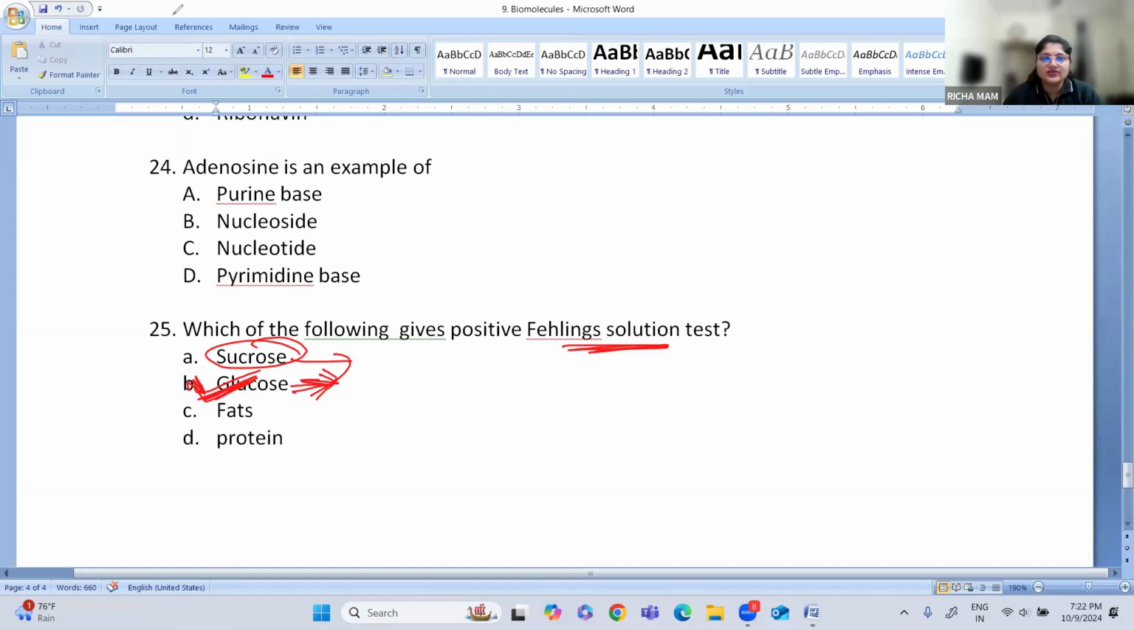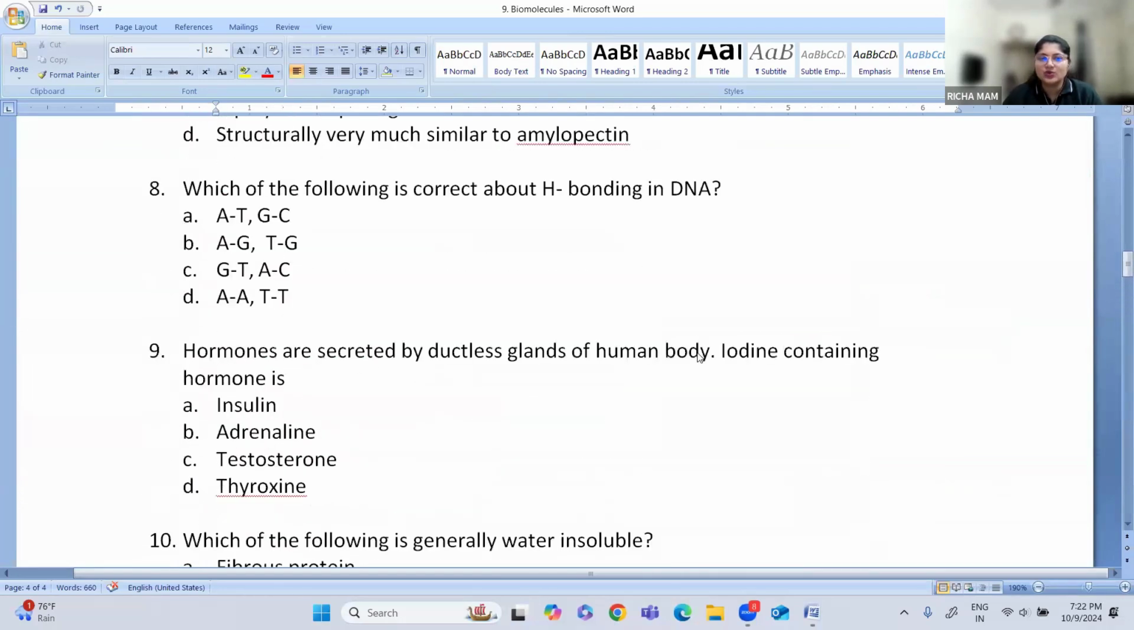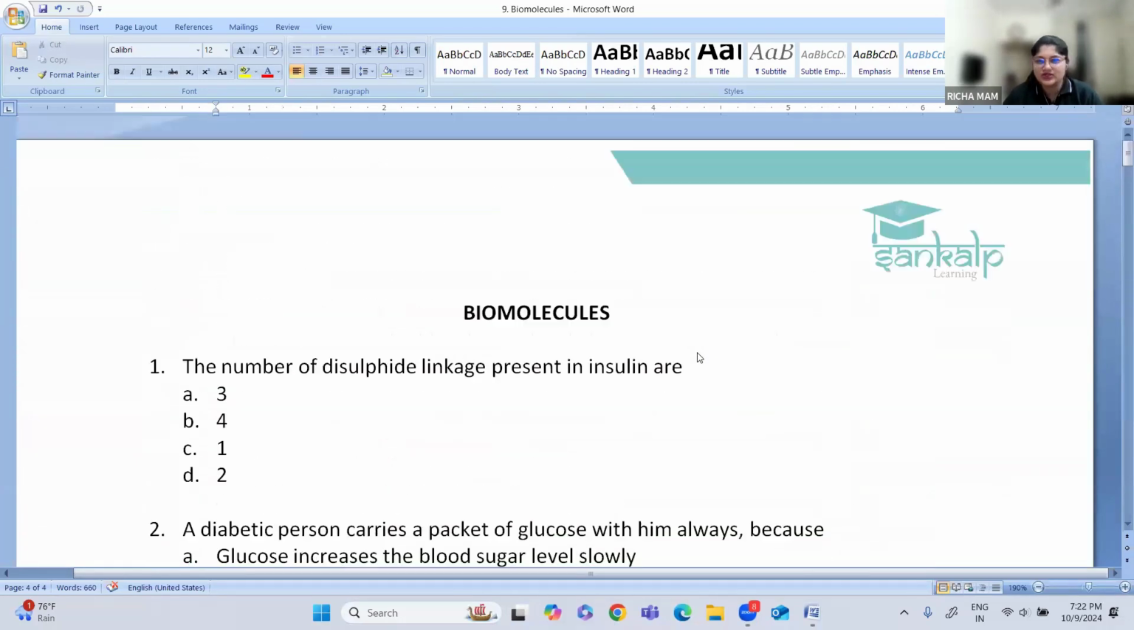Is it clear? So these were a few questions based on the chapter biomolecules. Very simple chapter, and the questions will be to the point. These are some of the questions from the chapter biomolecules. Is it clear? Any doubts? Okay, so this completes your chapter biomolecules. In the next class we are going to take the next chapter.